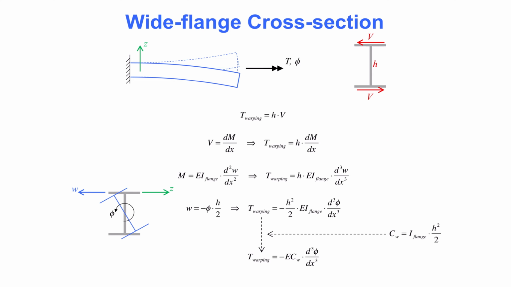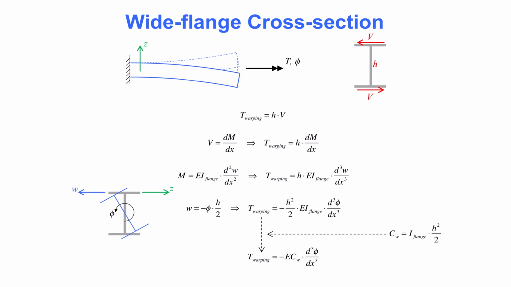Next, we introduce the equation from Euler-Bernoulli beam theory that contains section integration, material law, and kinematic compatibility, shown here. As a result, the torque from warping torsion now contains the third-order derivative of the displacement of each flange.